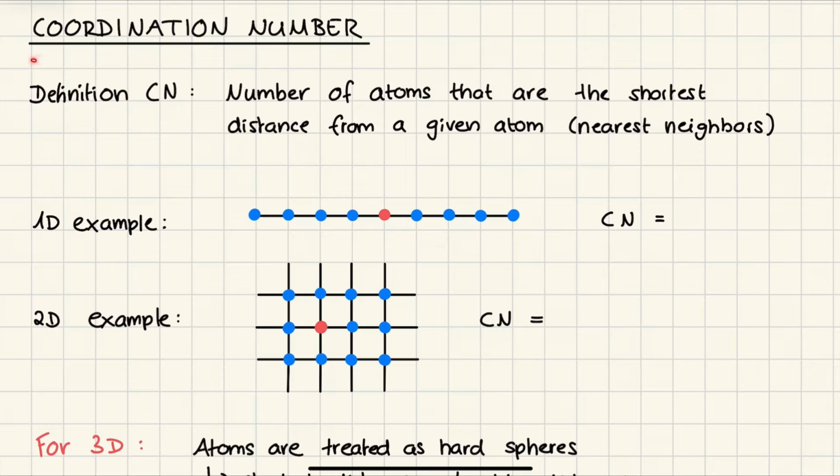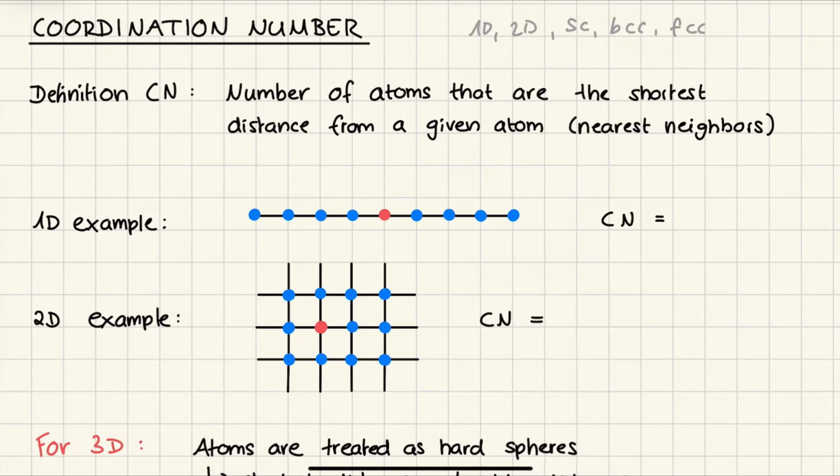In this video we're going to learn how to find the coordination number of a crystal lattice. And we're going to do so with 5 different examples. A one-dimensional example, a two-dimensional example, and 3 examples in 3 dimensions. The simple cubic, the body-centered cubic, and the face-centered cubic.